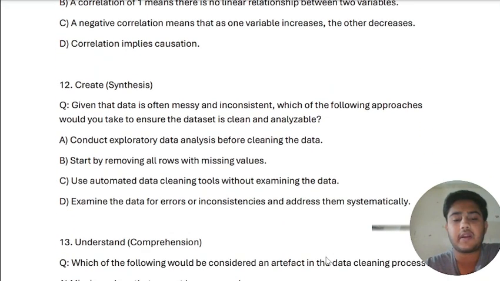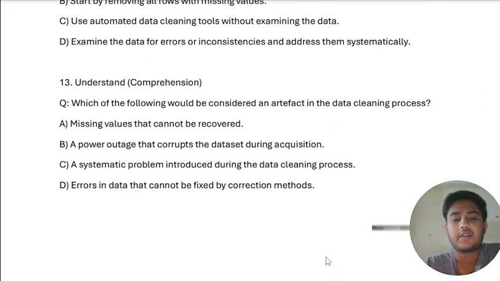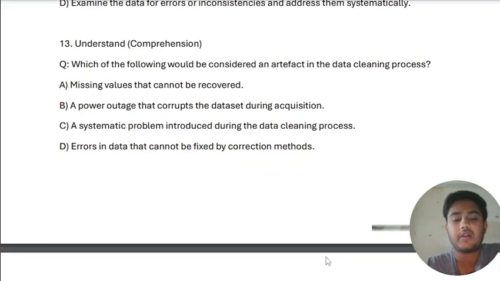Next question is, given that data is often messy and inconsistent, which of the following approaches would you take to ensure the data set is clean and analyzable? The answer is option D. Examine the data for errors or inconsistencies and address them systematically. Next question is, which of the following would be considered an artifact in the data cleaning process? So the answer is option number C, a systematic problem introduced during data cleaning.